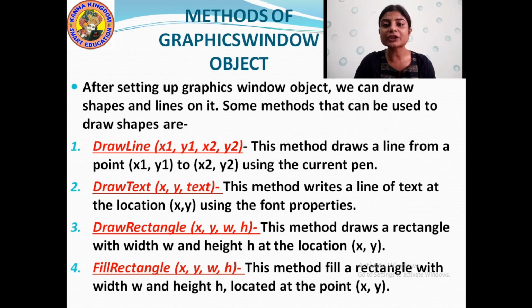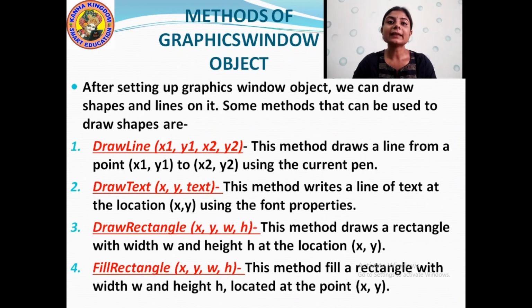At which location you want to write the text, at that location you will give the value, or you will instruct the computer, draw text in the XY line. It will write the text in that line only, whether you wanted to write it up or down or anywhere on the left side or right side.